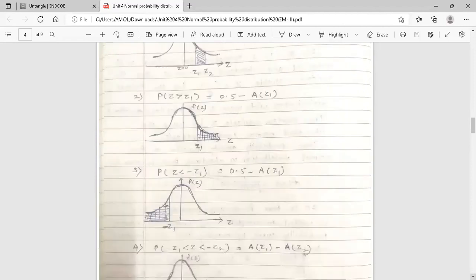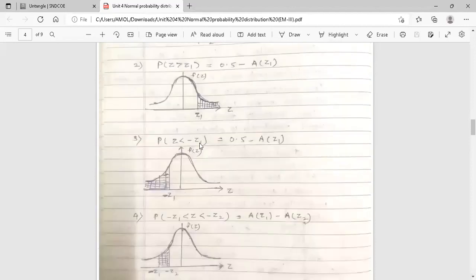Now the third one is when Z is less than minus Z1. Meaning when Z1 is negative, minus Z1, then it will be on the LHS side. This is the line for minus Z1, and we want Z less than minus Z1. This is the shaded portion. We want the probability of this shaded portion, because Z is less than minus Z1.